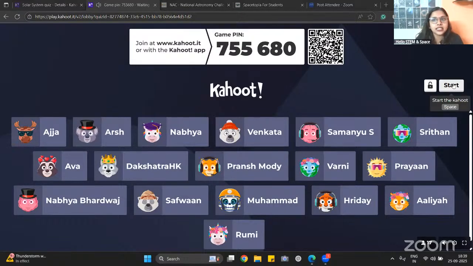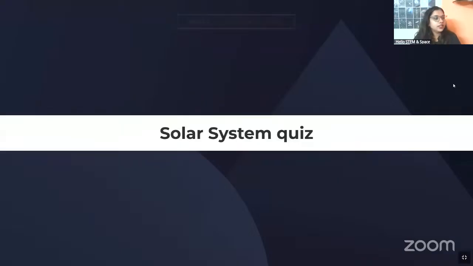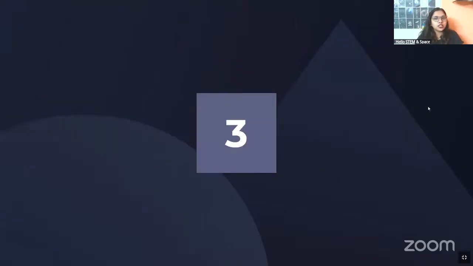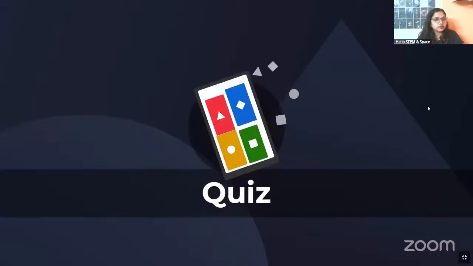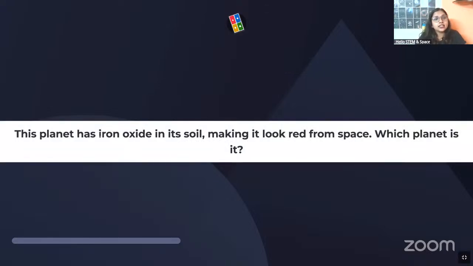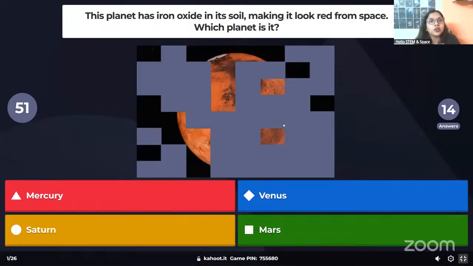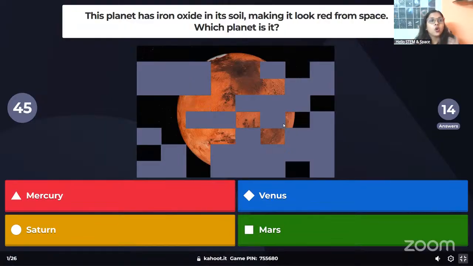Everyone, please be ready for the first question. Let's start with our first question. And it's for double points. This planet has iron oxide in its soil, making it look red in space. Which planet is this? Okay, so this planet actually has some compound called iron oxide in its soil, and that is what is making it appear red. Which planet is this?